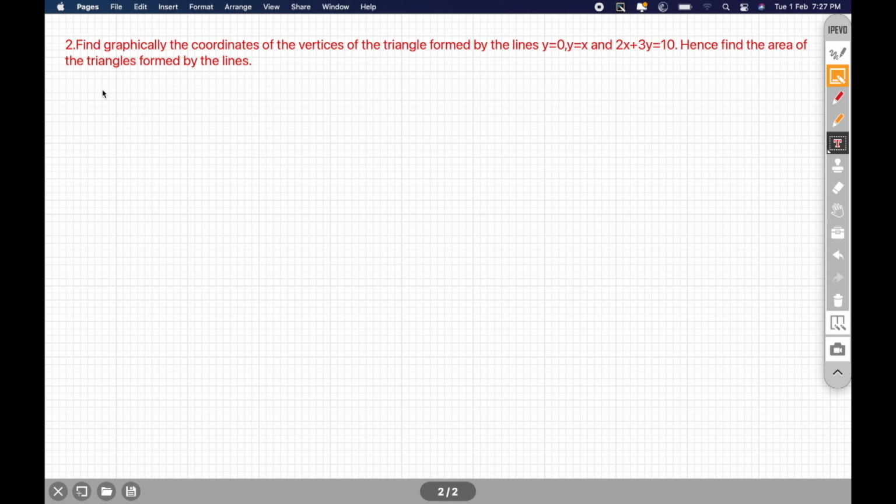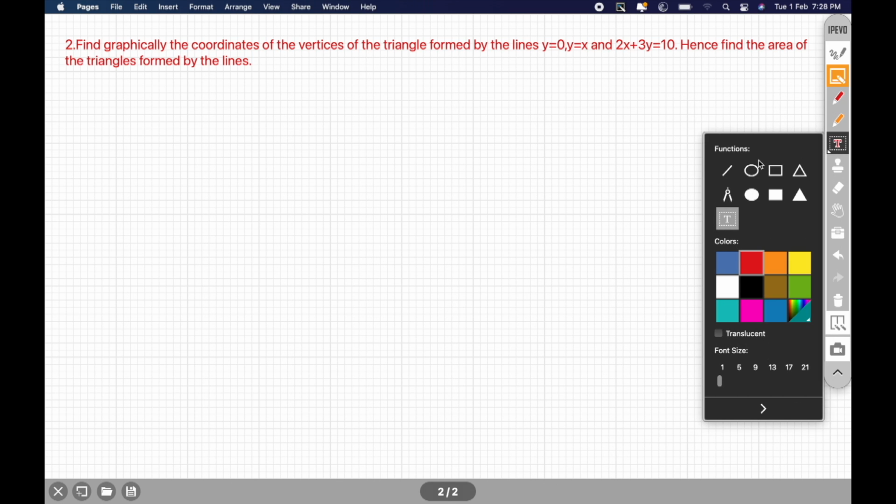The next question is, find graphically the coordinates of the vertices of the triangle formed by the lines y = 0, y = x and 2x + 3y = 10. Hence, find the area of the triangle formed by the lines. So, in a similar manner, we will prepare the table for each of the equations.